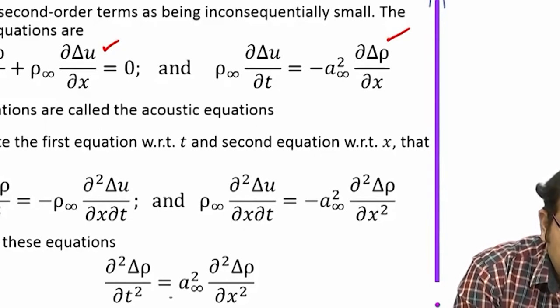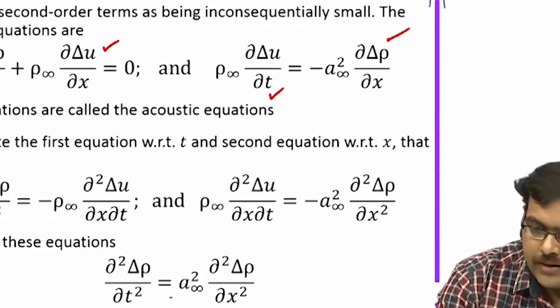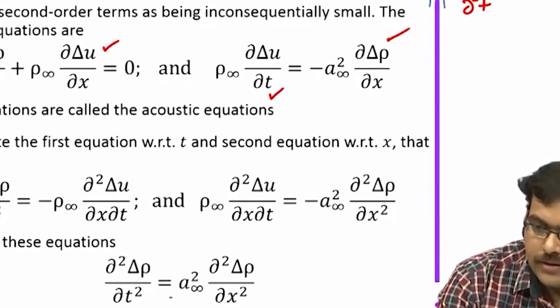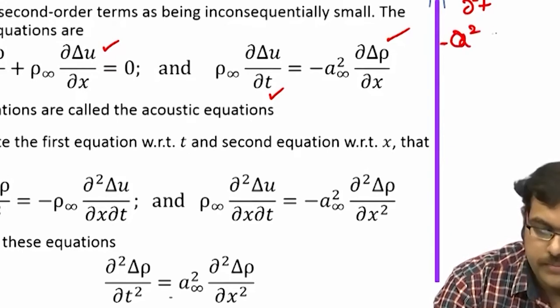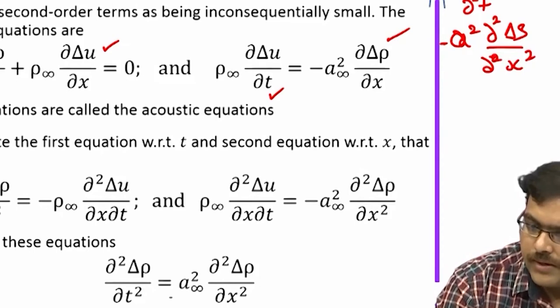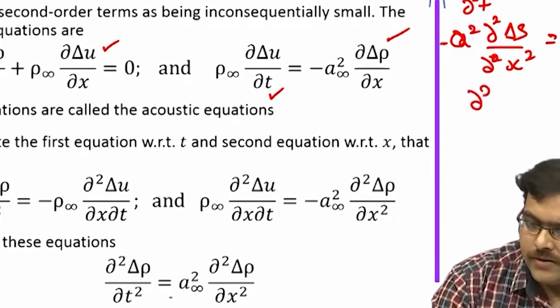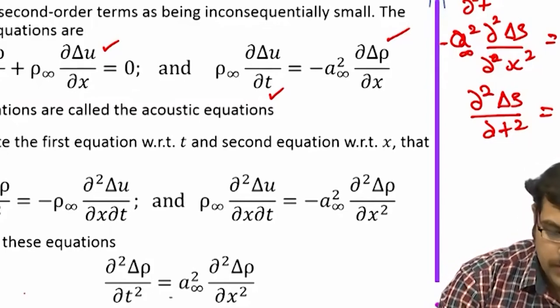Take a partial derivative with respect to time for this equation and take a partial derivative with respect to x for the other, so you get ∂²δrho/∂t² is equal to minus rho infinity ∂²δu/∂x∂t, and minus a square ∂²δrho/∂x² is equal to rho infinity ∂²δu/∂x∂t. And comparing these two equations, you get ∂²δrho/∂t² is equal to a infinity square ∂²δrho/∂x², which is what is written here.